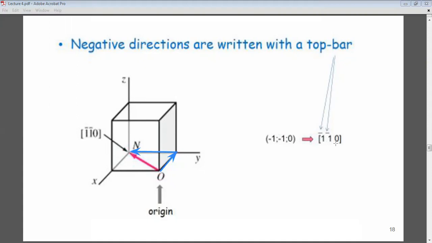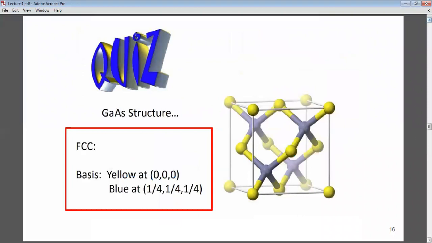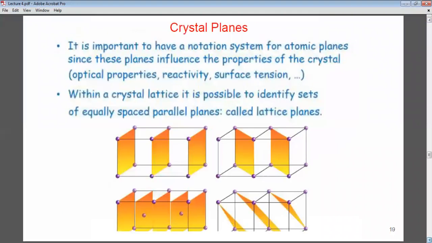Okay, so it's very easy to determine the crystal direction. I determine the coordinates of the point I'm interested in, and then I turn it into HKL, okay? The numbers should be integers, and if there is negative, it should turn into a bar. Okay, so this is crystal direction. So we discussed crystal directions, right? Yes. Now, crystal planes.